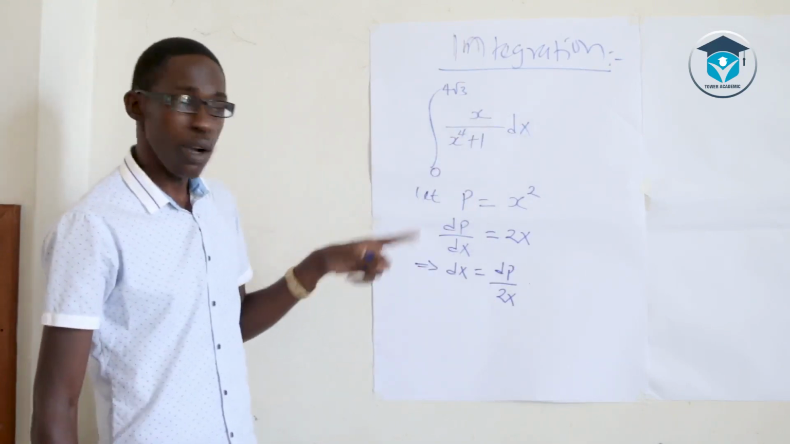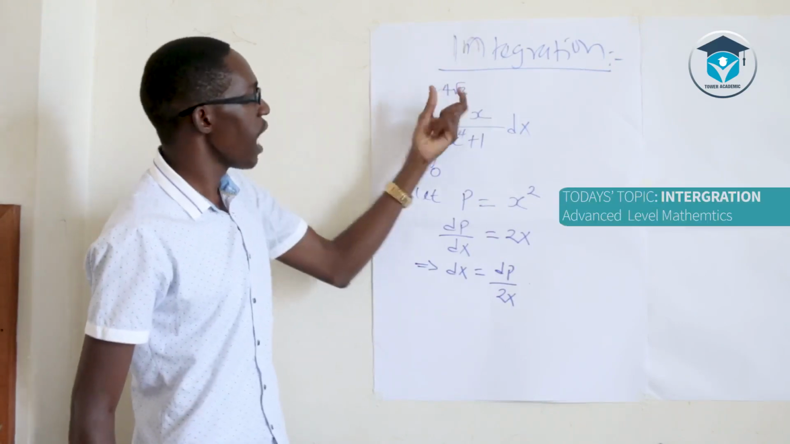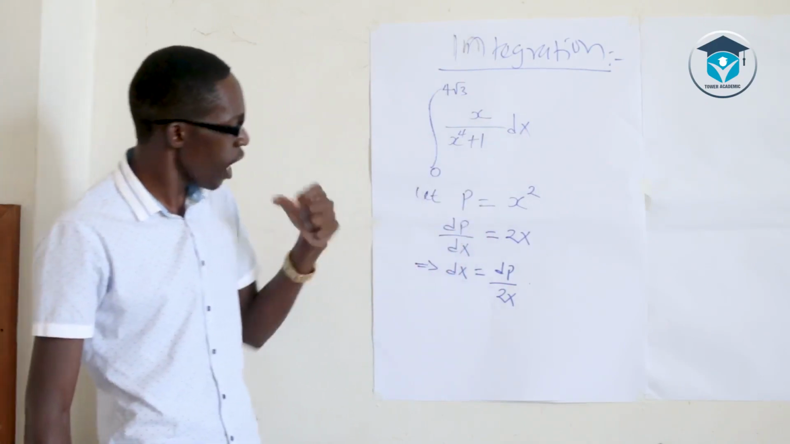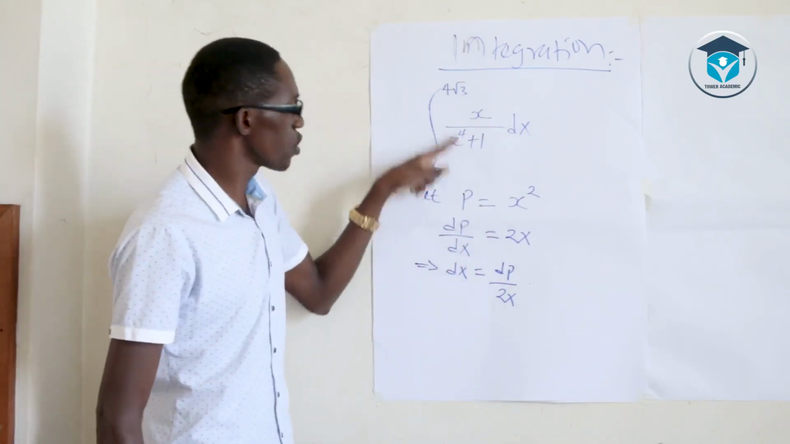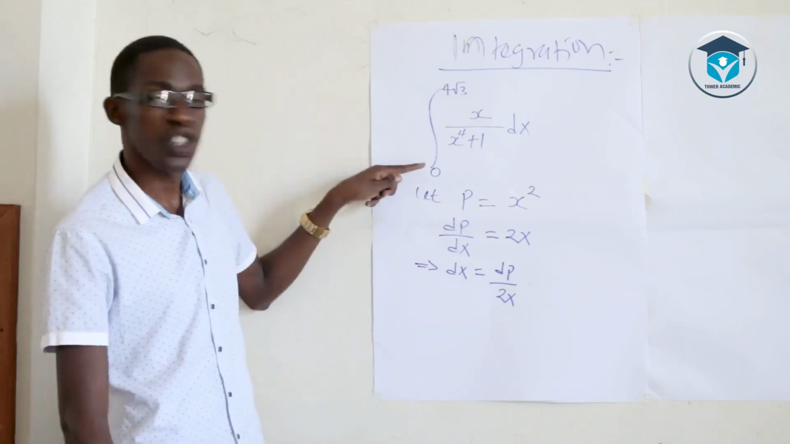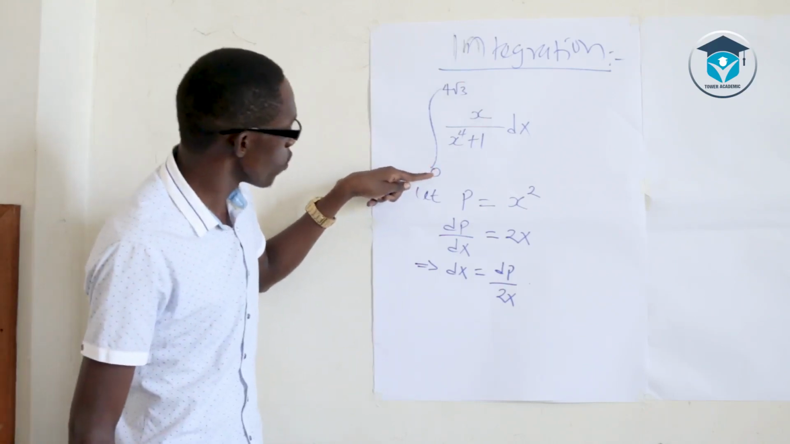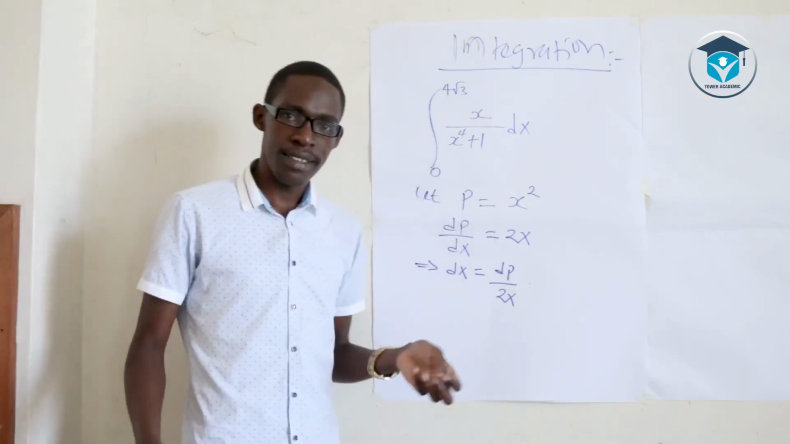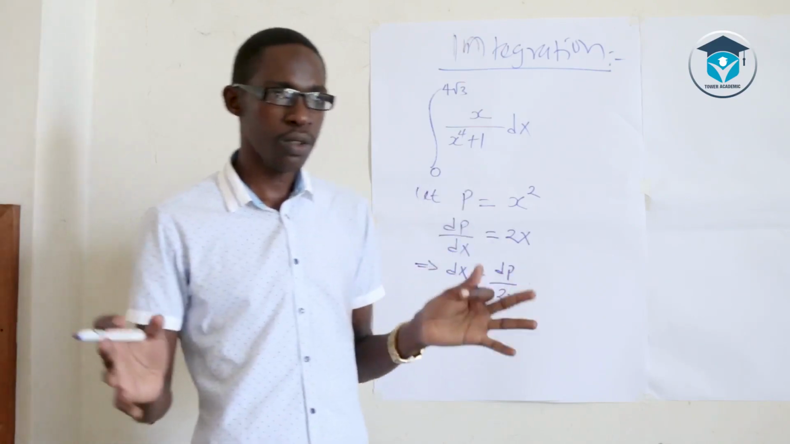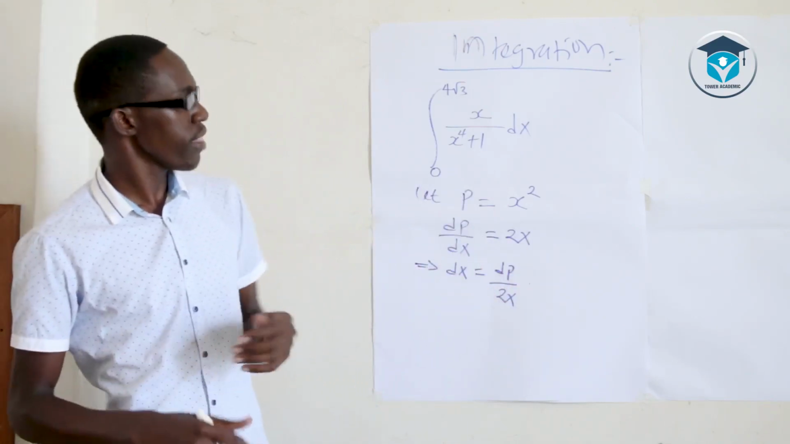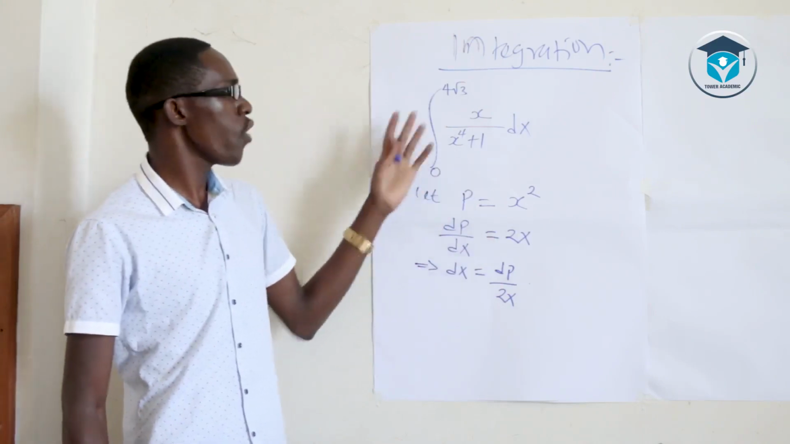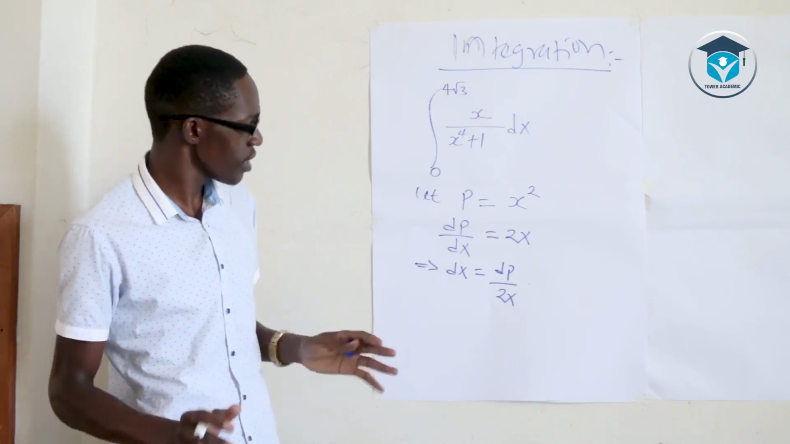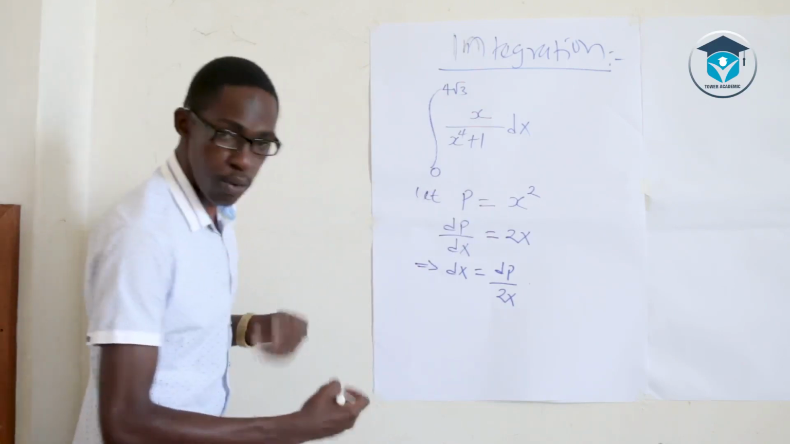But remember, we have limits from 0 to 4 root of 3, and these limits are in terms of x. Since we are changing our variable from x to p, we are also to change the limits from those of x to those of p. Most of the teachers, my colleagues in other schools, think that if we have limits, you can ignore them and bring them back at the end. That is very, very wrong. The mathematics should be correct if we also change the limits. So this is how we shall change the limits.